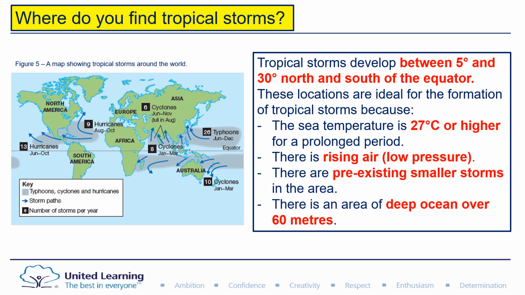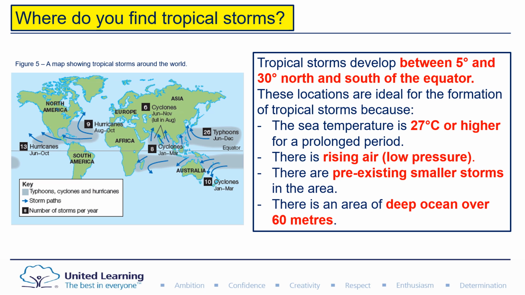It's also worth writing down that tropical storms form over sea temperatures of 27 degrees Celsius or higher, because the moisture evaporates rapidly. There is rising air, which is called low pressure, and there's also a deep ocean area of over 60 meters, which provides the evaporated moisture, that energy to keep rising to form the storms.